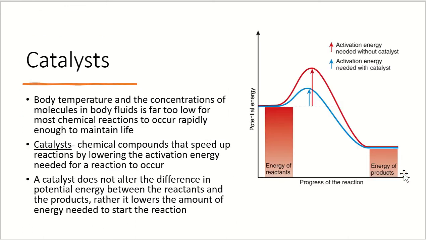So in order to do this, we need something called a catalyst. In physiological conditions, with our body temperature the way it is and the concentration of these molecules that are normally going to occur in our bodily fluids, the energy is going to be too low for most chemical reactions to occur as quickly as we need them to in order to maintain life. So chemically speaking, we use something called a catalyst. A catalyst is a chemical compound that speeds up that reaction by lowering the activation energy that's needed for that reaction to occur.